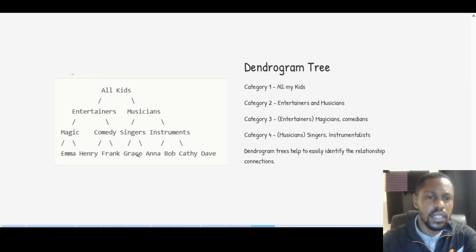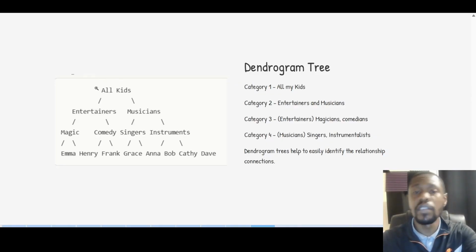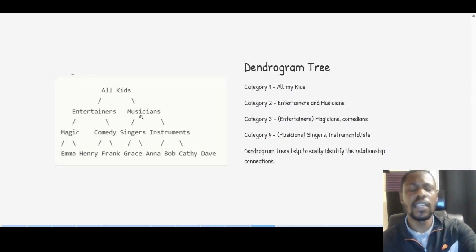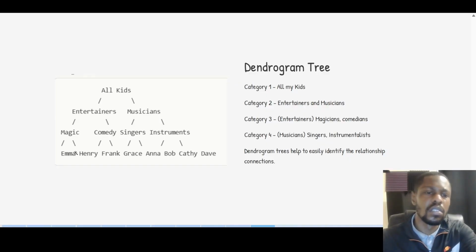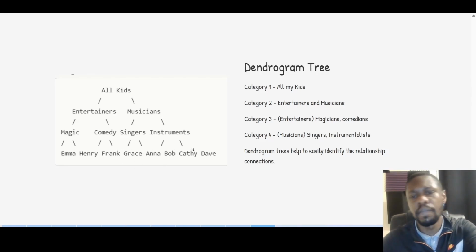I just think that the formatting is not that great, so please forgive me. So Frank and Grace, they should belong to the comedy section. So the similarity is that they're all my kids. The second category is that we've broken them down into entertainers and musicians. So Emma and Henry belong to the magic group. And the comedy group, we have Frank and Grace. Again, forgive the poor formatting, I'm not sure what's happened there.